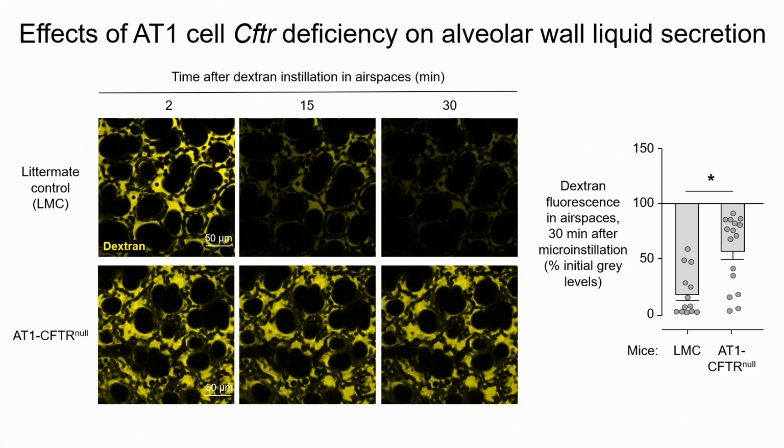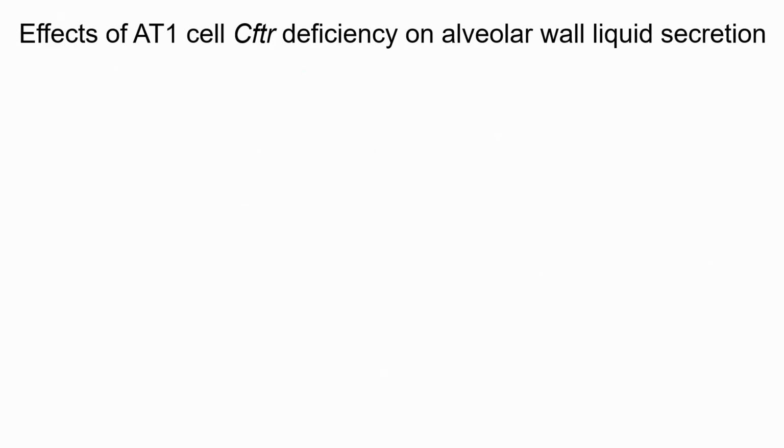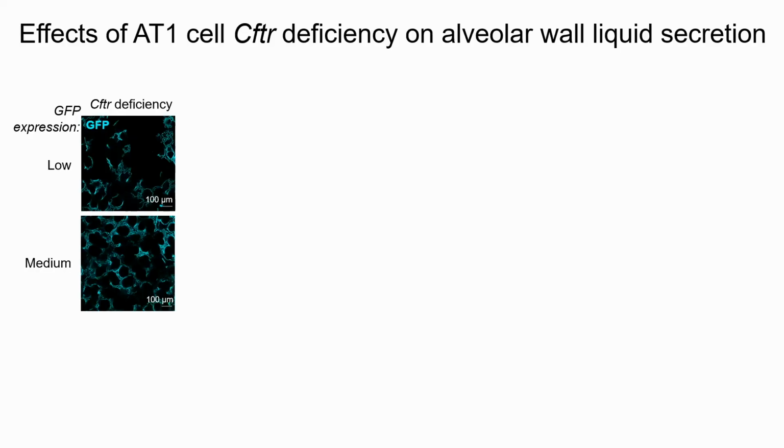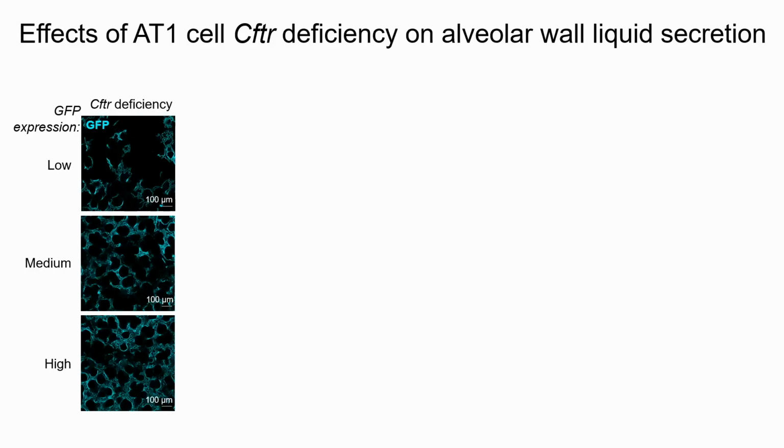Now, interestingly, when we looked at the group data for the alveolar type 1 CFTR null mouse, we saw this splay of dextran fluorescence loss within that same group. So we went back and looked at the Cre expression levels in these alveolar type 1 CFTR null mice. And we noticed that within the same lung, there were areas of low Cre expression, medium levels of Cre expression, and high levels of Cre expression.